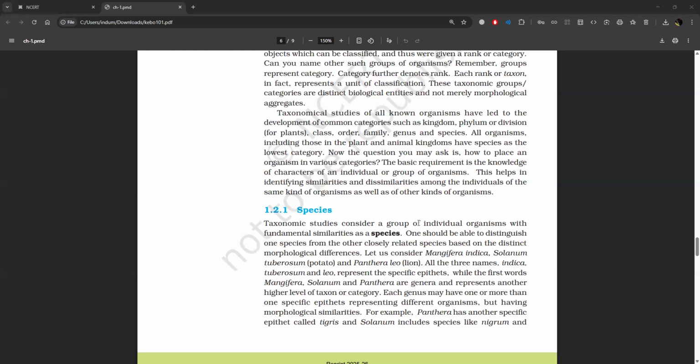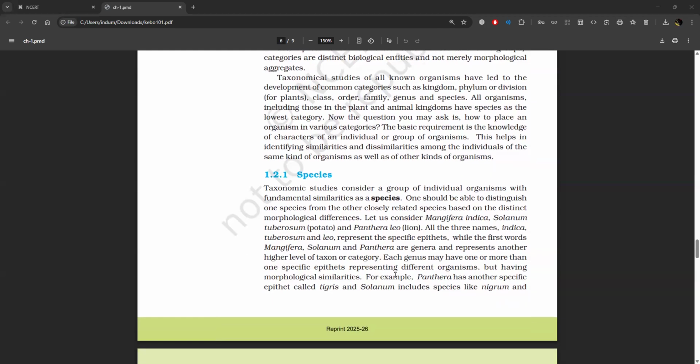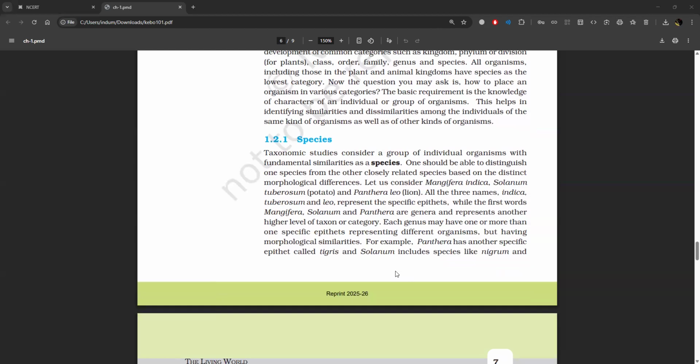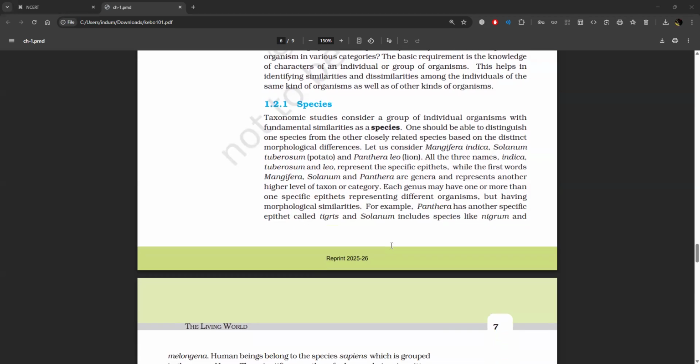1.2.1 Species. Taxonomic studies consider a group of individual organisms with fundamental similarities as a species. One should be able to distinguish one species from the other closely related species based on the distinct morphological differences. Let us consider Mangifera indica, Solanum tuberosum, and Panthera leo. All the three names, indica, tuberosum, and leo, represent the specific epithets, while the first words, Mangifera, Solanum, and Panthera, are genera and represent another higher level of taxon or category.